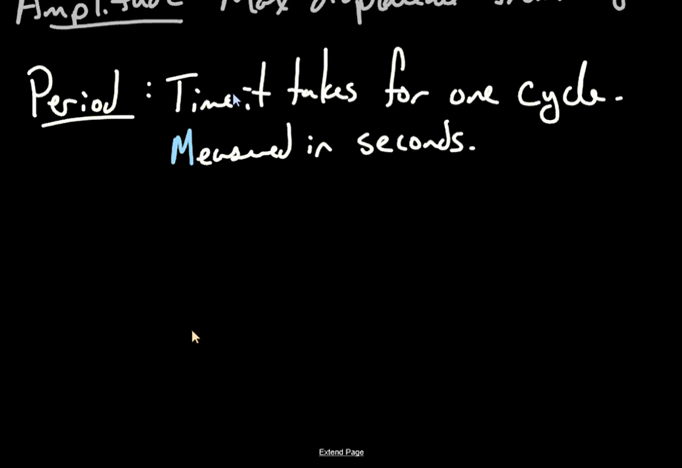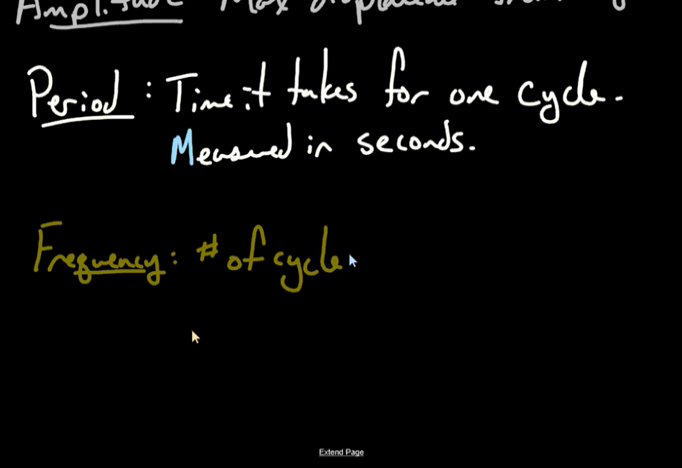And if we can measure the time it takes for one cycle, we should also be able to measure the number of cycles happening per unit of time. So frequency is related to period. In fact, it is the inverse of it. And this is the number of cycles per second. The symbol for period, by the way, is T. Symbol for frequency is F.